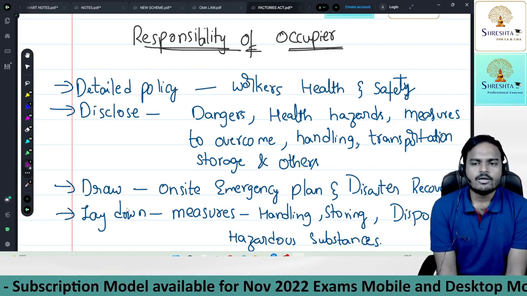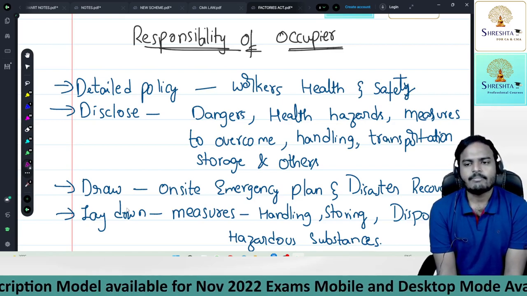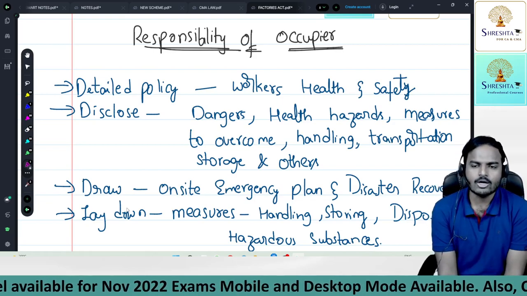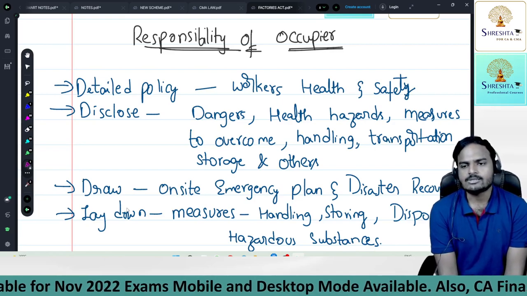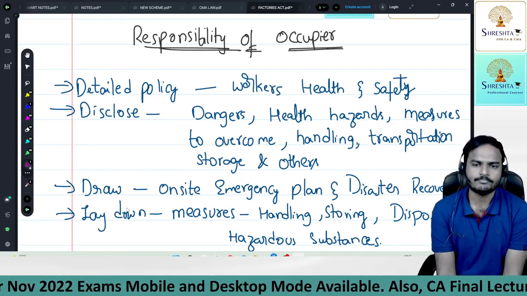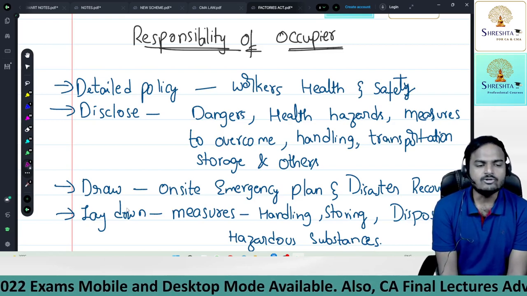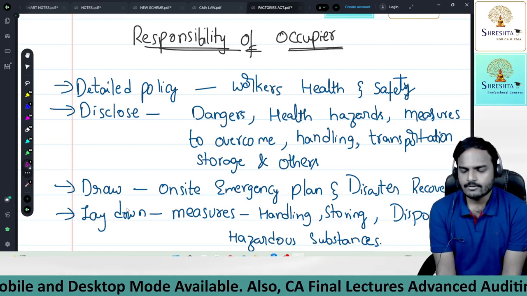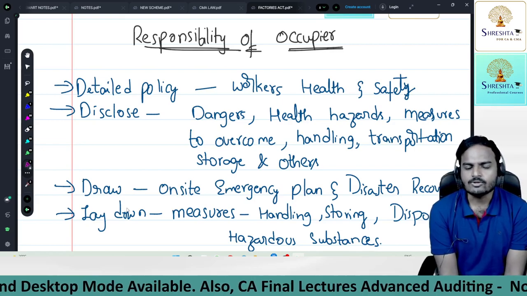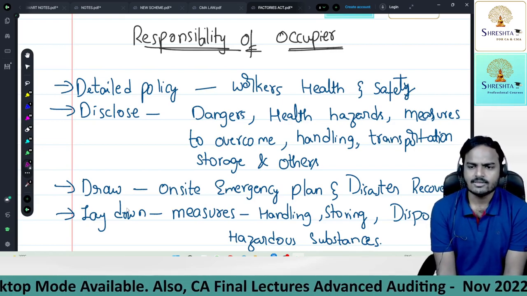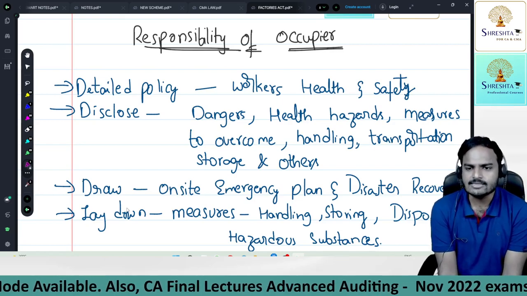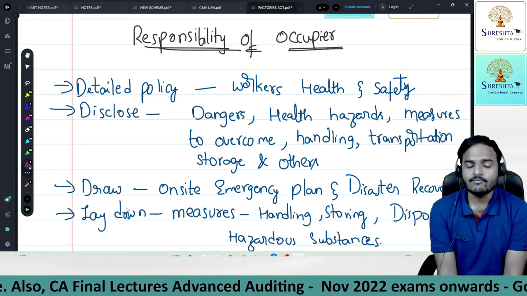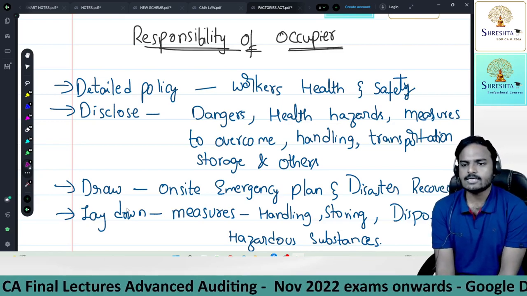Next one, disclose the steps: how to handle the materials, how to transport the materials, how to store the materials. If they are hazardous materials, it will cause impairment, it will cause health damage, then how to handle them, how to transport them, how to store them. You need to give a series of instructions and draw up on-site emergency plans and disaster recovery steps. Simply, a fire accident took place, so emergency plan. For that, conduct drills, mock drills, so that if any emergency happens, employees won't panic, and they will follow the emergency plans and the disaster recovery steps.